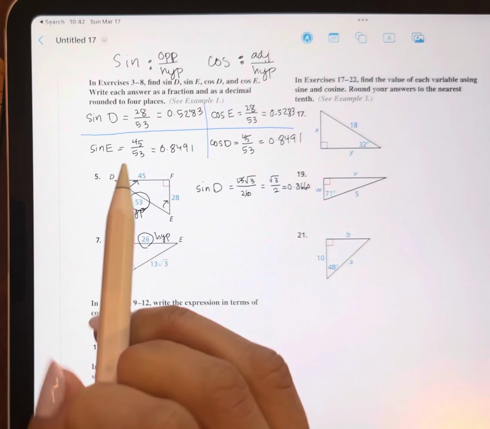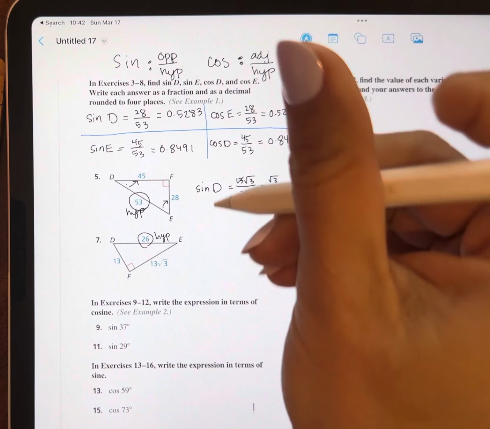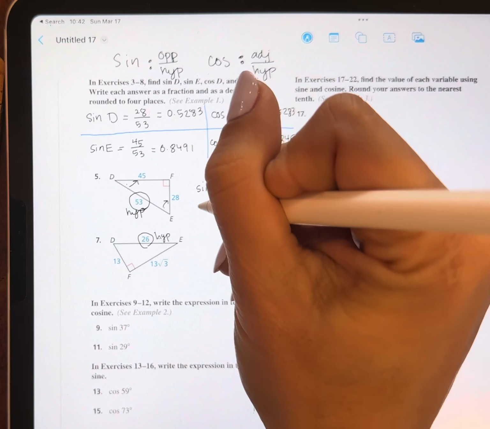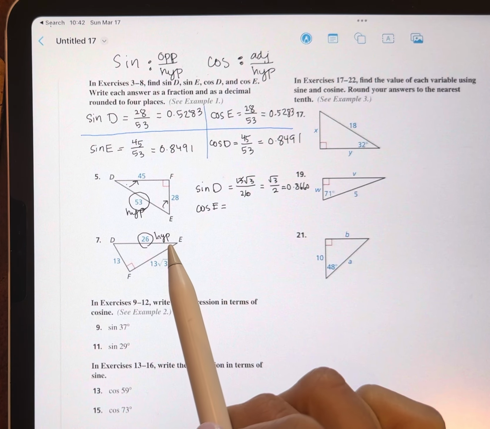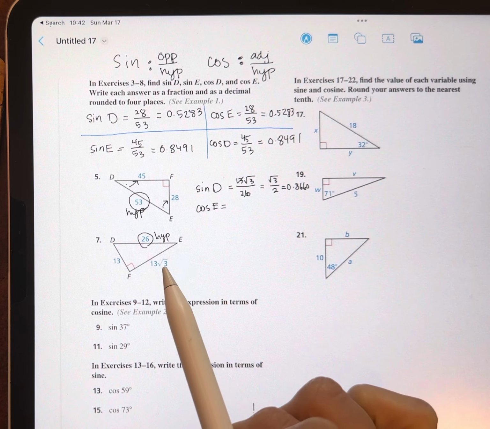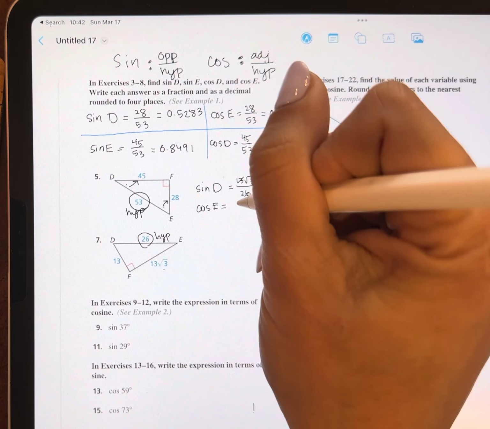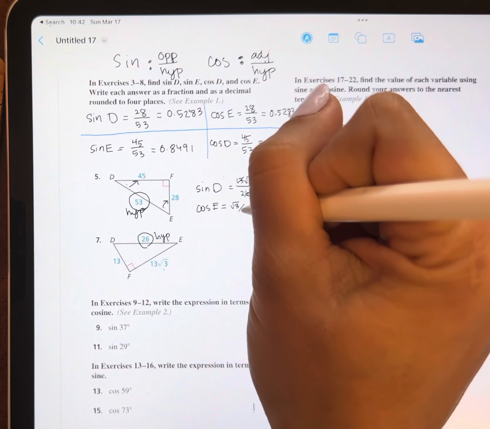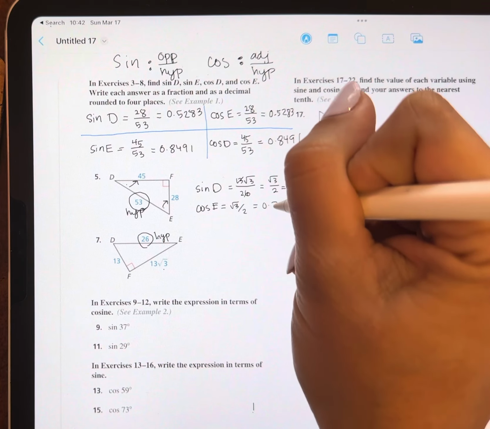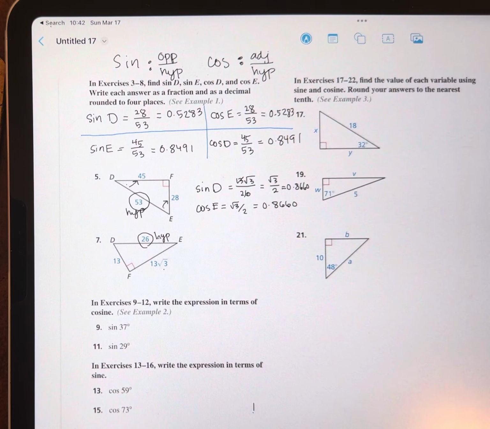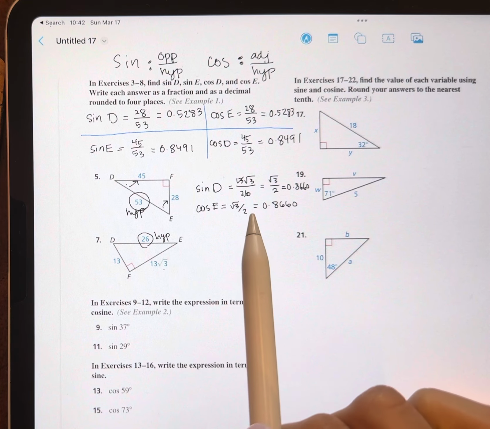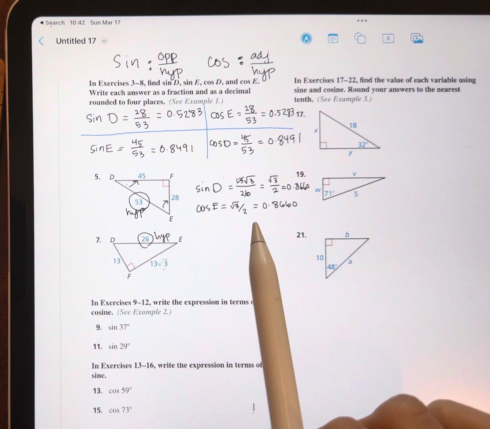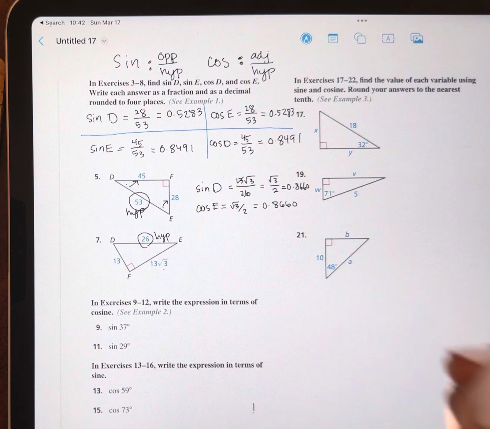Following this pattern, I expect cosine of E to be the same thing. So for E, cosine would be adjacent, which is this guy, over hypotenuse. It is exactly the same thing, root 3 over 2, which is 0.8660. If you're thinking I'm going too fast, what happened? Did you look at number 5 or did you fast forward to 7? If you did just fast forward to 7, go back to number 5, because that's where I explain in more detail why these two are the same.